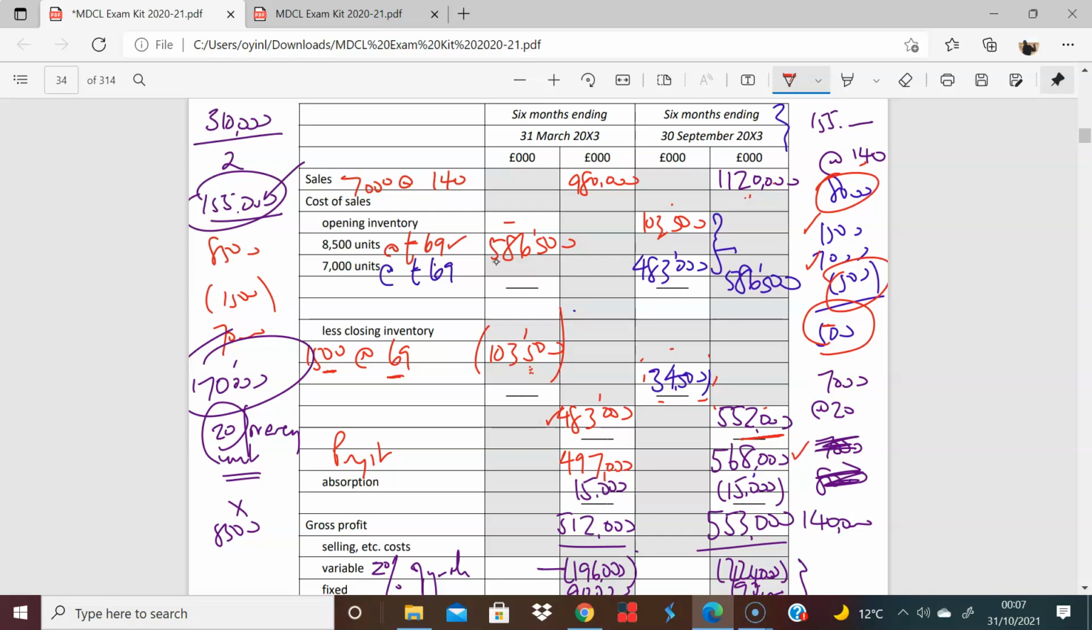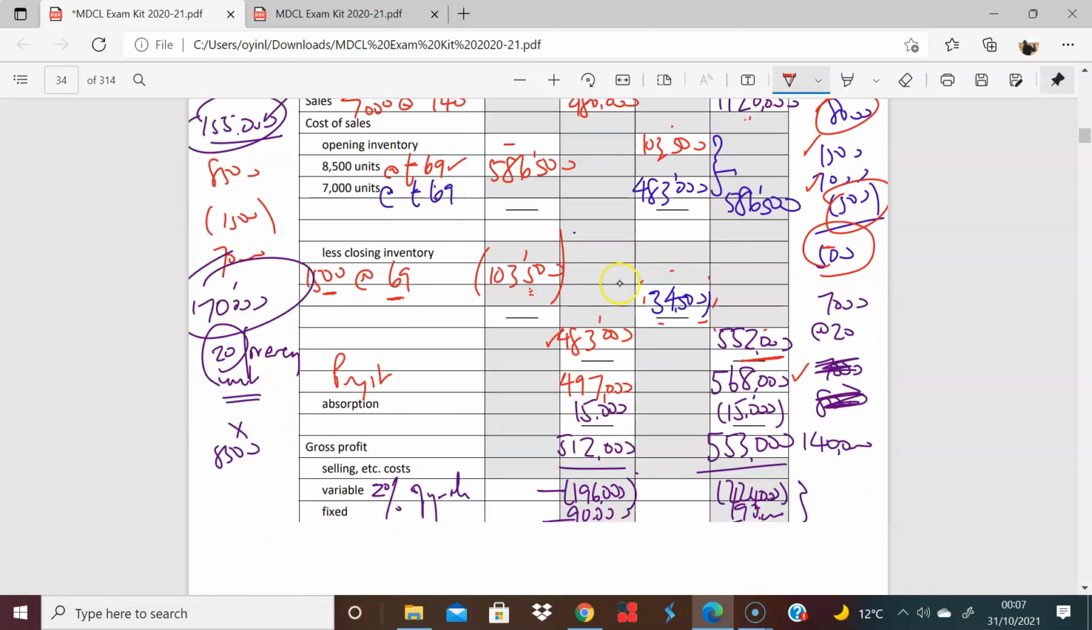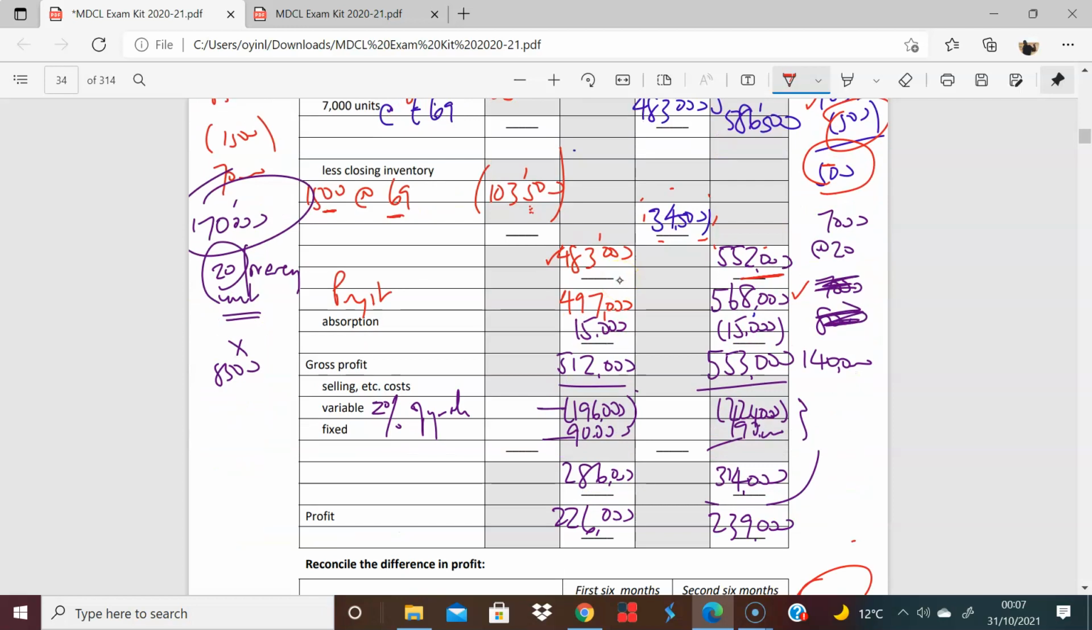Now let's just focus a little on what's going on here. In absorption costing, remember that the real actual cost is 155 each period, because that's just what happens. It's not variable. You have a total cost of 310 over the year. Divide that by 2 is 155.